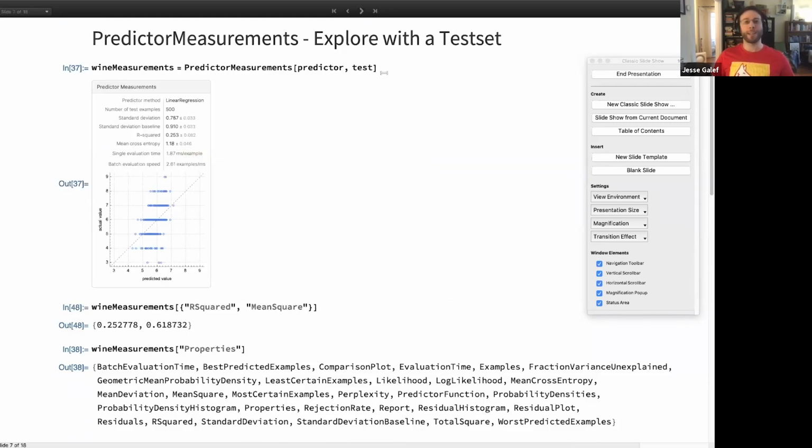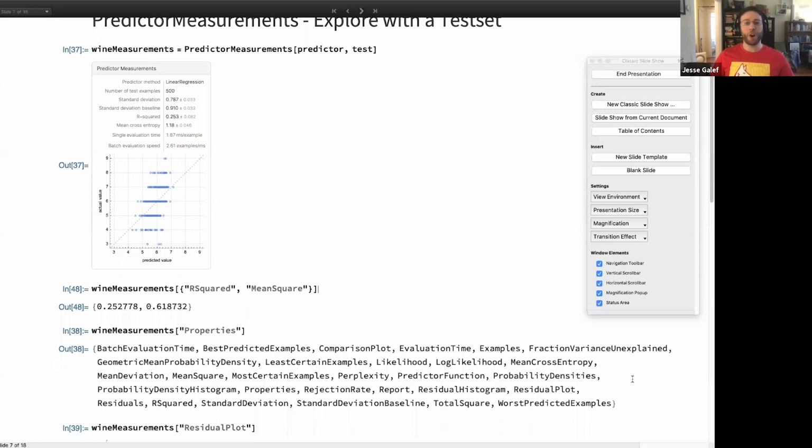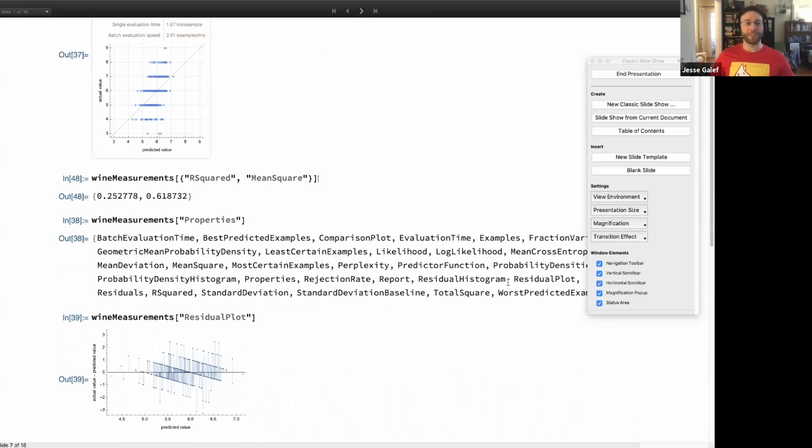Here you provide a test set, the predictor, your model runs on all of it, and you get to see how it did. So you create a predictor object, just call it and ask for the R squared or the mean square. It automatically provides a comparison plot, which is the predicted value versus the actual value. You can see generally how it's doing. And there are a ton of other properties that you can ask for.